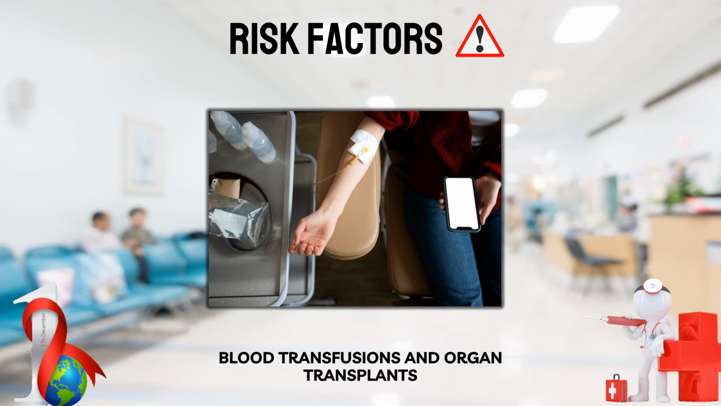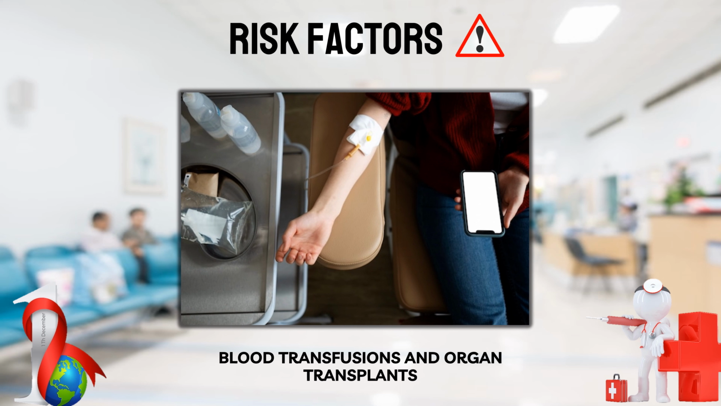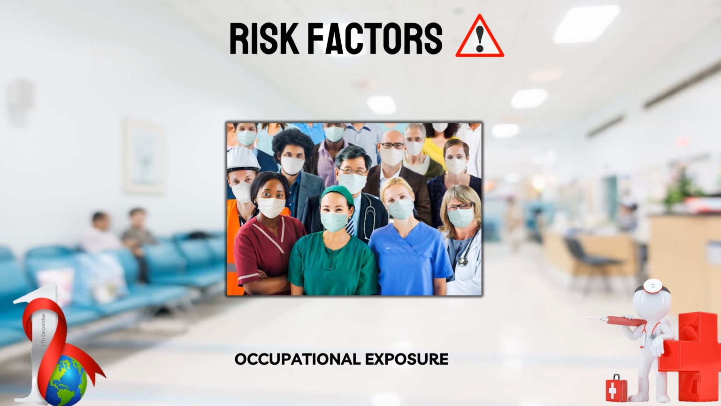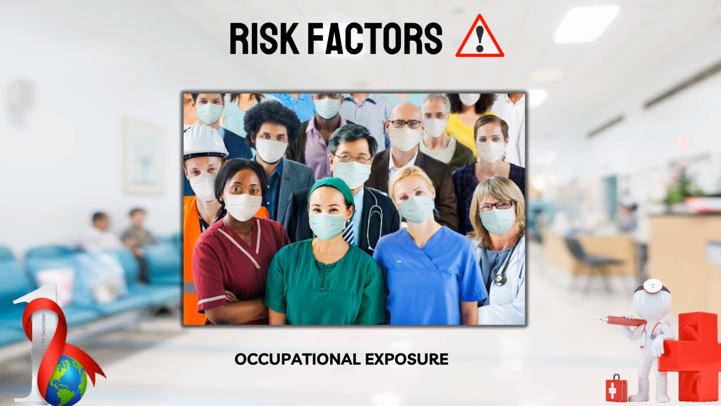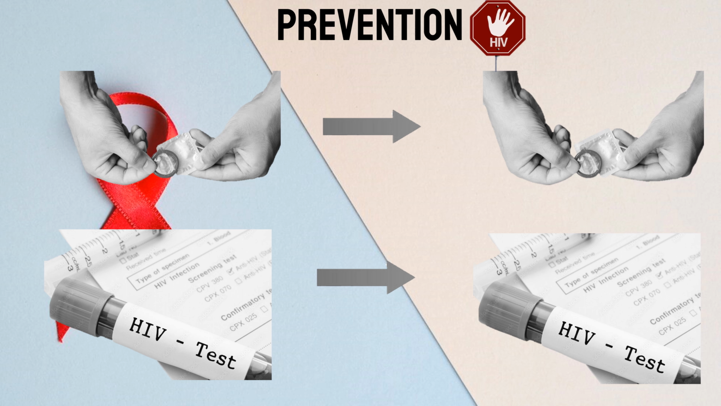Blood transfusions and organ transplants. Although rare in countries with robust screening processes, receiving blood transfusions or organ transplants from HIV-positive individuals can pose a risk of HIV transmission. Occupational exposure. Healthcare workers or individuals in occupations where they may come into contact with HIV-infected blood or bodily fluids are at a higher risk of acquiring the virus. HIV is primarily transmitted through specific body fluids, including blood, semen, vaginal fluids, rectal fluids, and breast milk.